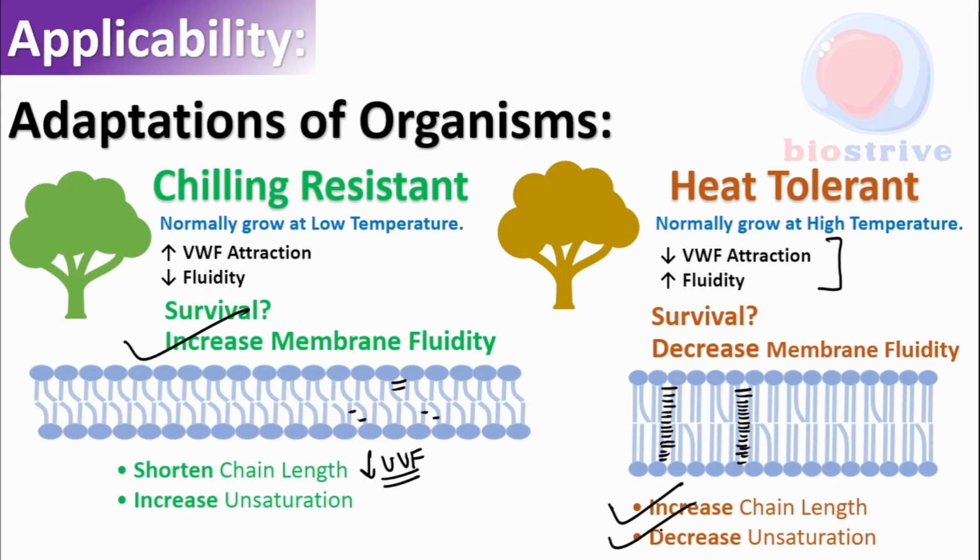The same kind of phenomena are seen in animals as well. In the case of marine animals, the fishes which live at warmer zones of the sea and the fishes which live at colder climates of the sea will have different structures in their plasma membranes to adapt to such situations. This is the practical applicability.